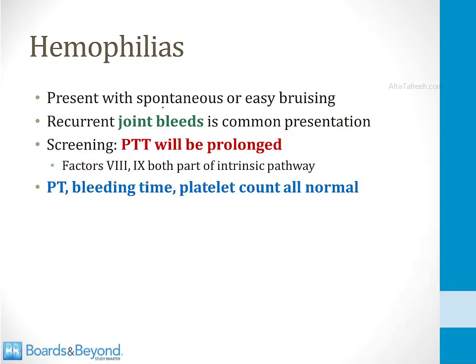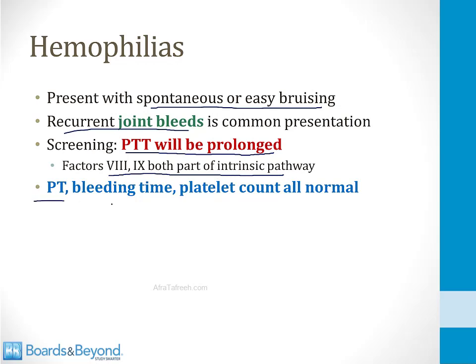Patients with hemophilias present with spontaneous or easy bruising. They also commonly present with recurrent joint bleeds, much like Alexei Nikolaevich had. The screening test for hemophilias is the PTT, or partial thromboplastin time. It will be prolonged, and that's because factors 8 and 9 are both part of the intrinsic pathway. We'll talk more about that in the next slide. Importantly, the other coagulation and blood clotting tests will all be normal. So the PT will be normal, the bleeding time will be normal, and the platelet count is normal.